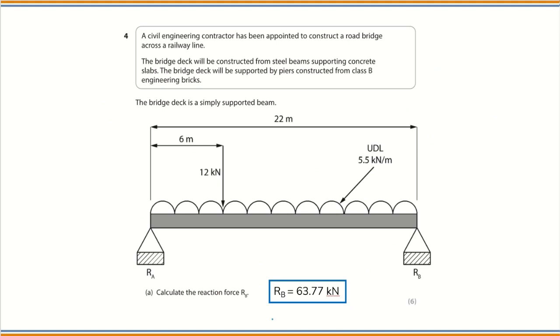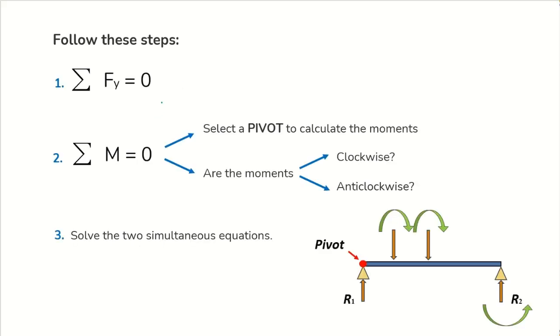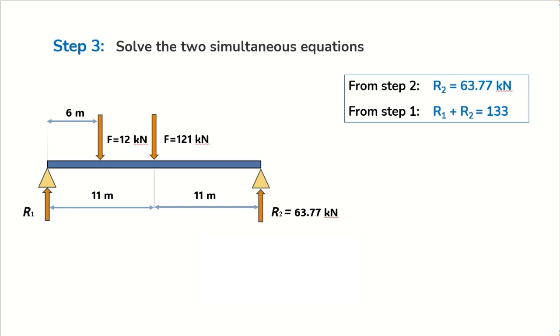In this problem, they were only asking for the reaction force at the right end. This means that in this problem, we didn't have to use step 1. But in most of the problems, they are going to ask for both reactions at the left and right ends. So I think it's important to get used to follow the same steps every time. If we want to answer this problem, we have finished, because the reaction force at the right end is 63.77.